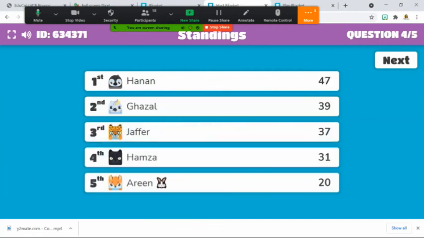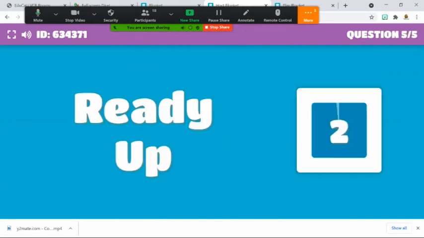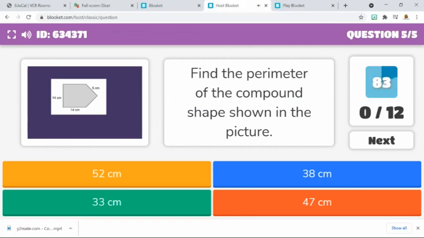Miss Hanan is now on the lead. Okay, let's have the last question. You need to be fast. Find the perimeter of the compound shape shown in the picture. Again, you need to figure out first the measurement of the missing sides, okay?